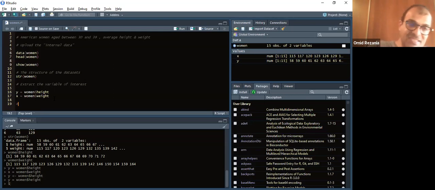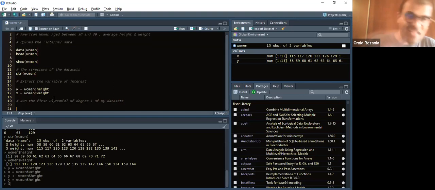And now, that's the things which we have done so far. It is essentially a basic introduction of how to sort out the data sets in the R environment. And now the thing which I'm going to do, I'm just going to run the first polynomial of degree 1 of my data set. Okay, I'm just going to run the first polynomial. And essentially, that's the thing that we want to do.